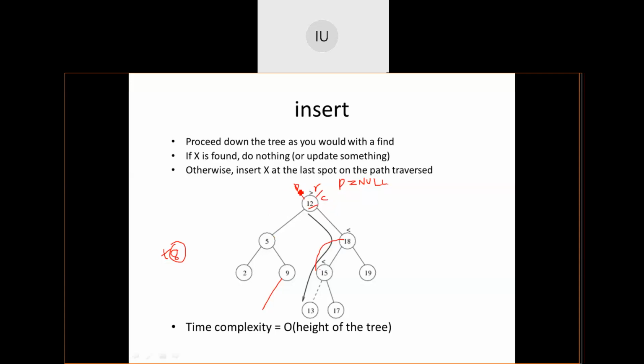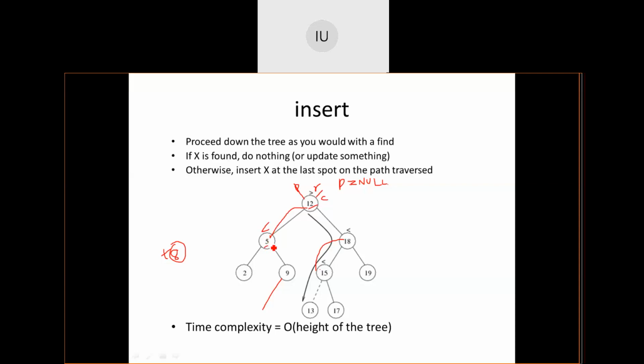Then I have compared if element is lesser than current arrow info. What do I need to do? Current is equal to current arrow left. So current has come here. Okay. Previous is at 12. Now, next I will repeat it again.